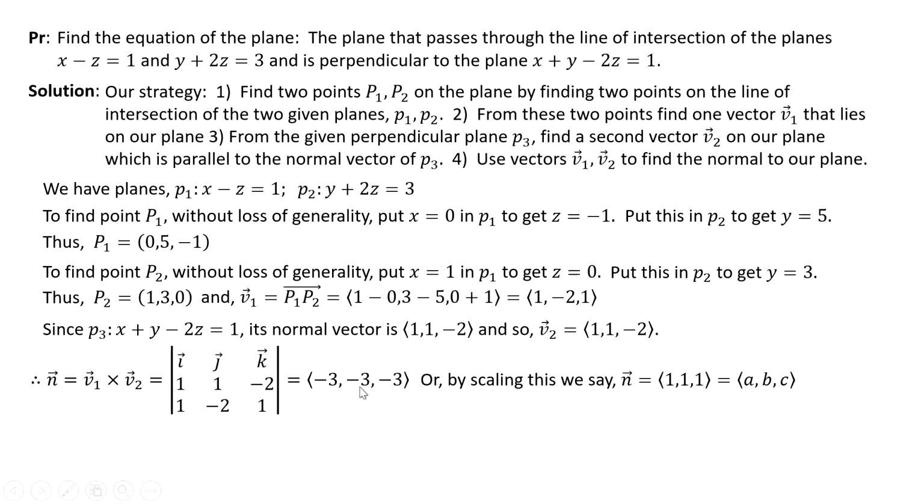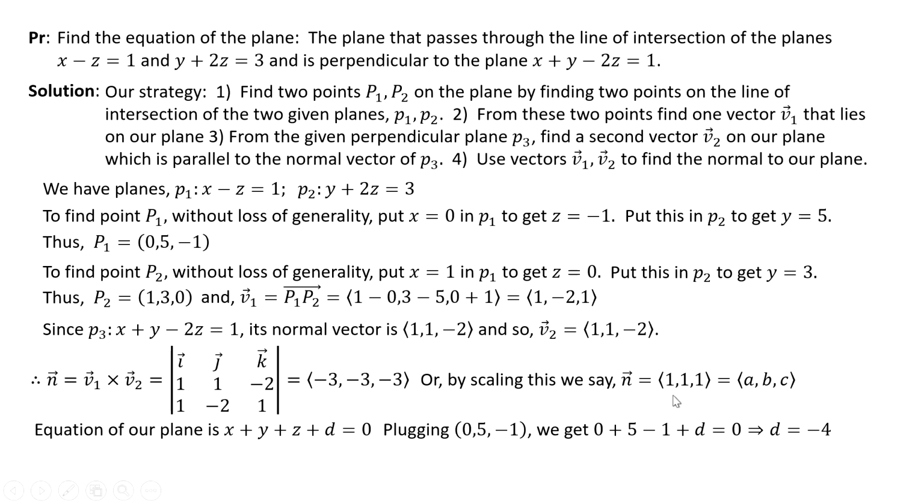Do you have to do this? No, you don't. It's perfectly all right if you simply say negative 3, negative 3, negative 3, and write negative 3x minus 3y minus 3z plus d equal to 0. But if you are clever and do this, then if you plug in one of those points, (0, 5, negative 1), you get d to be negative 4. Now, what did we get? We got d to be negative 4.